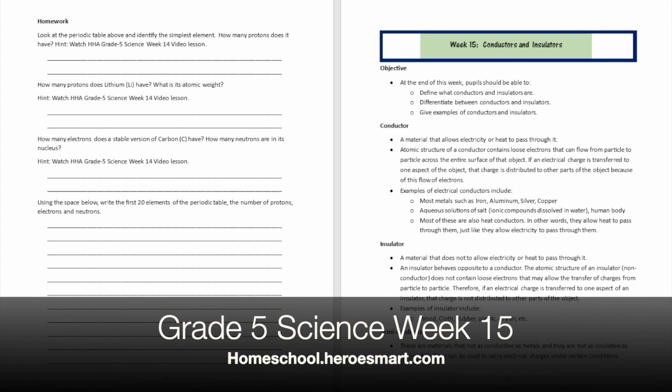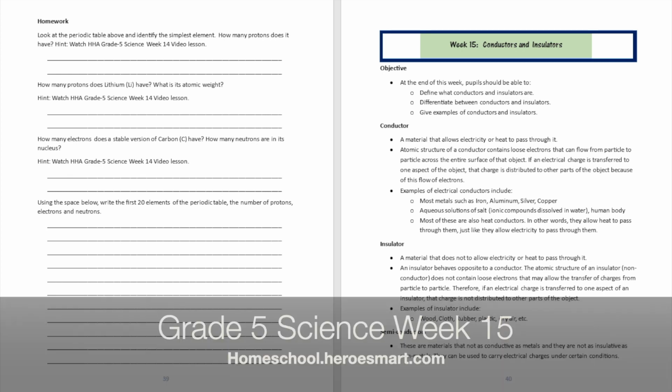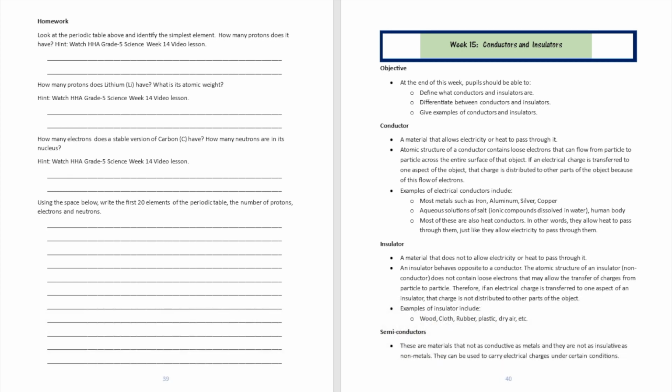This is 5th grade science, and this is going to be week number 15 of our curriculum. Today we're going to be talking about conductors and insulators. We expect the student to be able to define what a conductor is and what an insulator is, differentiate between a conductor and an insulator, and give examples of conductors and examples of insulators as well. So what is a conductor?